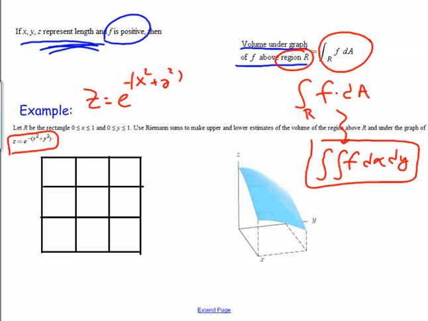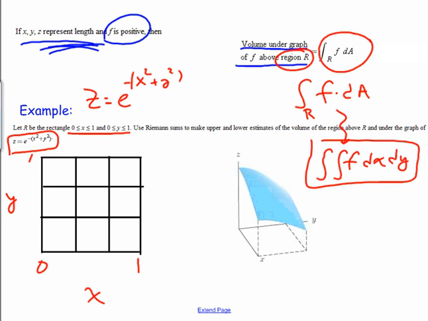And we want to look at the rectangle between 0 and 1 for x, and 0 and 1 for y. So we've got 0 to 1 and 0 to 1. Here's my x value and here's my y value. We want to use a Riemann sum to make an upper and lower estimate of the volume of the region above R and under the graph of this function.